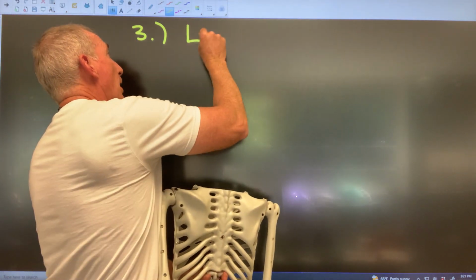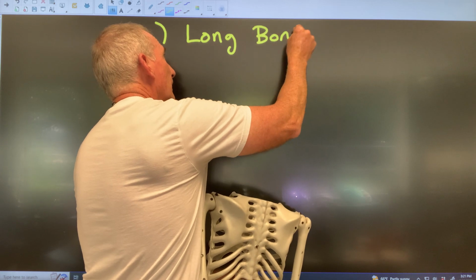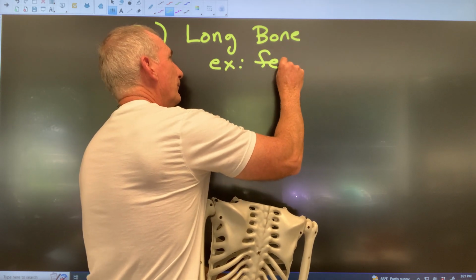Good. Long bone. Molly, there's these type of bones that are really long. It's a long bone. Good example, Molly. Example is the femur.